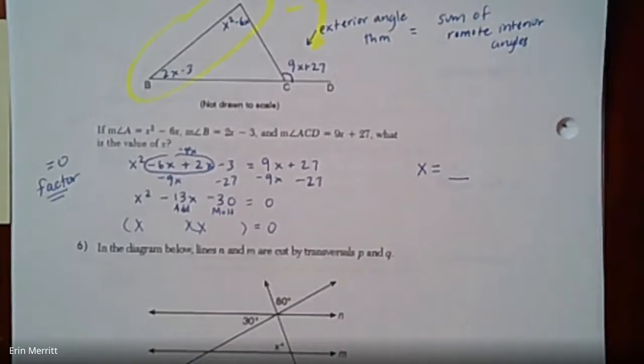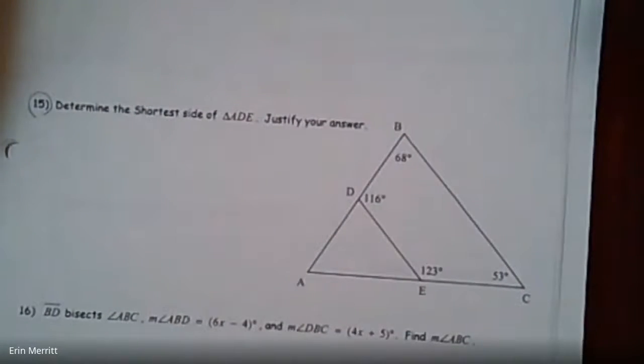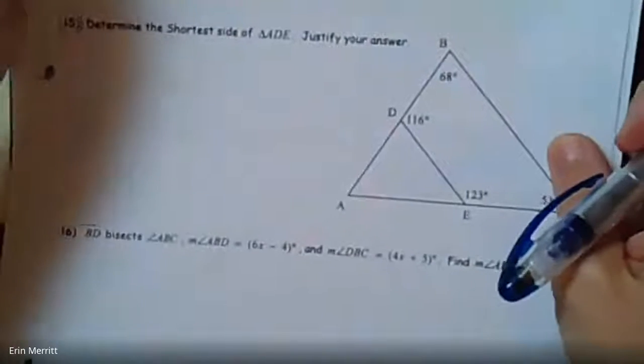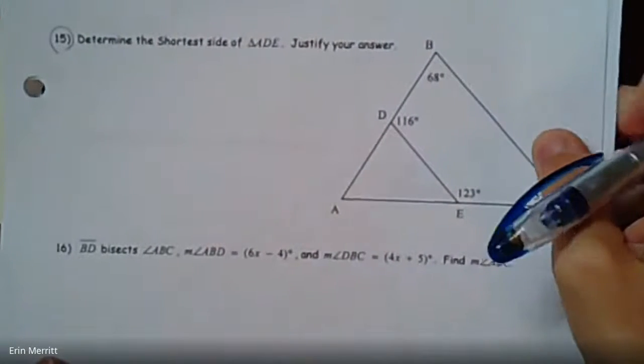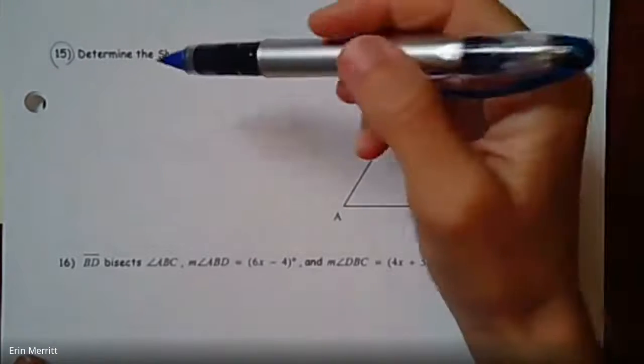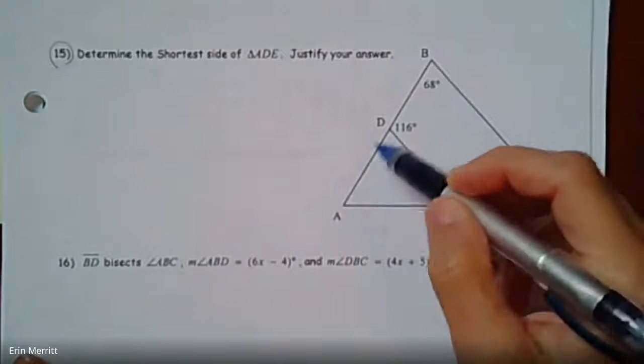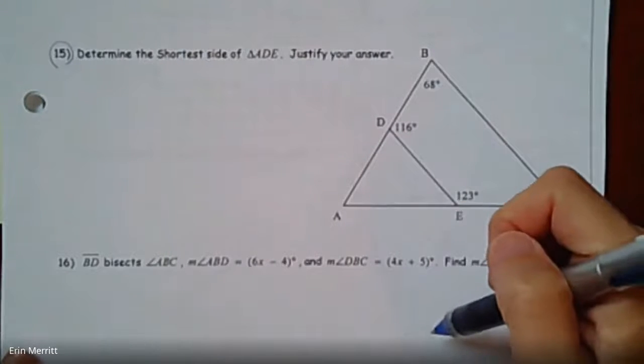There's one or two others that I wanted to get you started on. And that was if we jump all the way back to number 15. So number 15, there's not a lot of algebraic work here, but I just wanted to talk about the concept. So when it says determine the shortest side of triangle ADE, you're focusing on this little triangle down here.